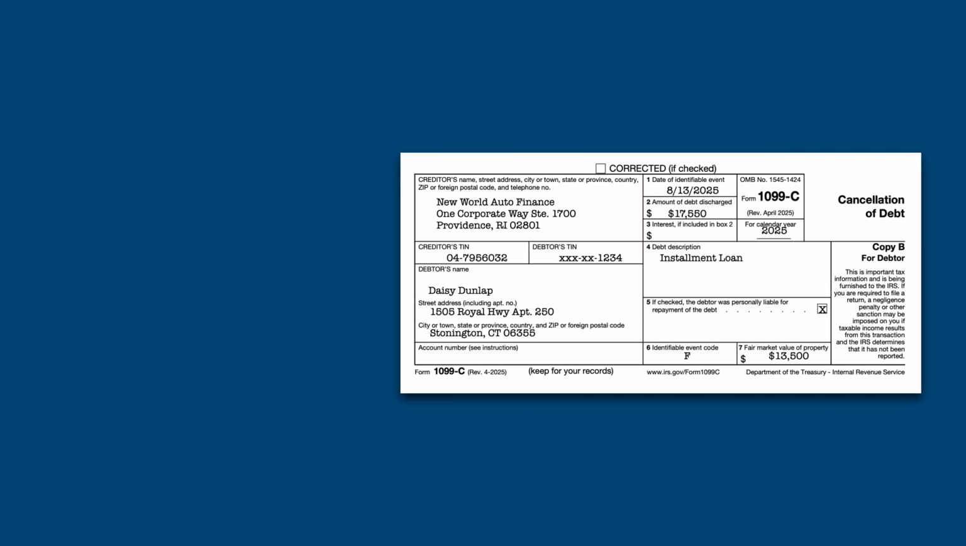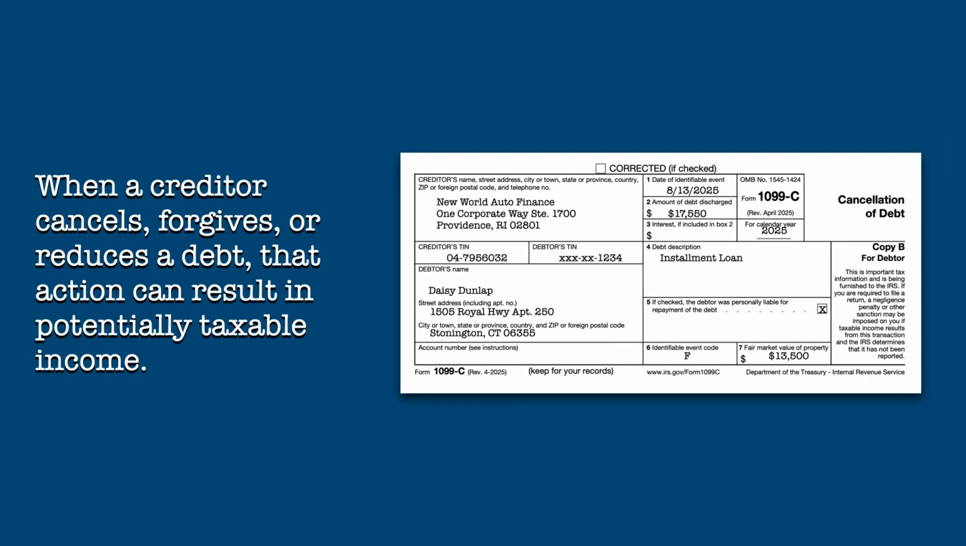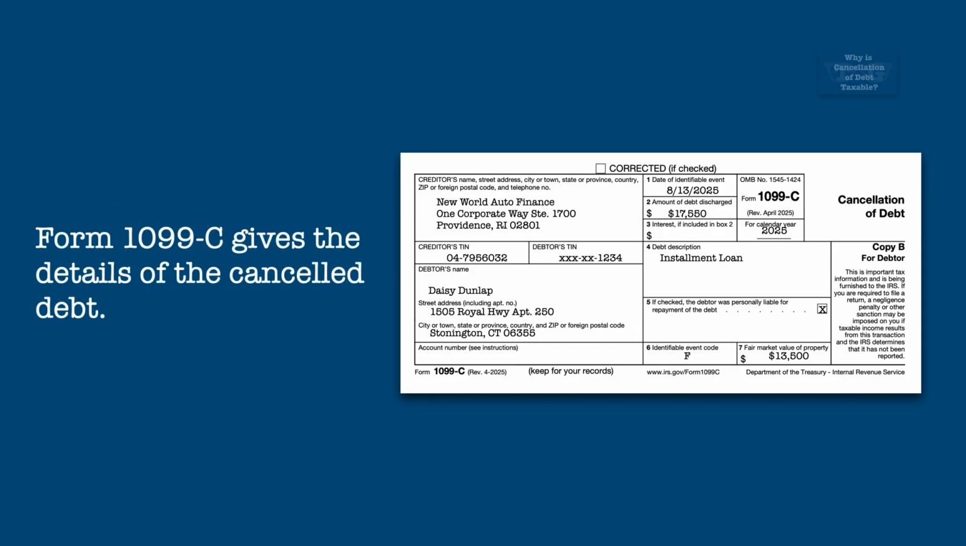Form 1099-C, Cancellation of Debt. When a creditor cancels, forgives, or reduces a debt, that action can result in potentially taxable income. Form 1099-C gives the details of the canceled debt. Also included on Form 1099-C is the fair market value of any property given up as part of the cancellation. If there is an amount in this box, Form 1099-A doesn't have to be issued.